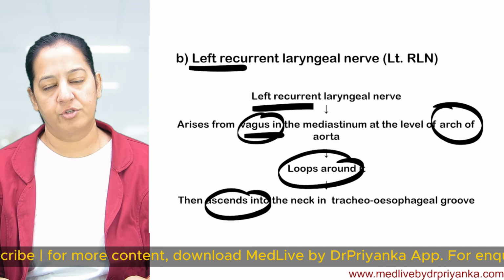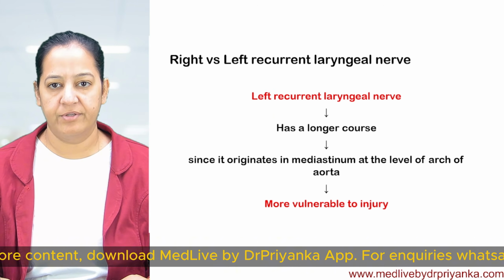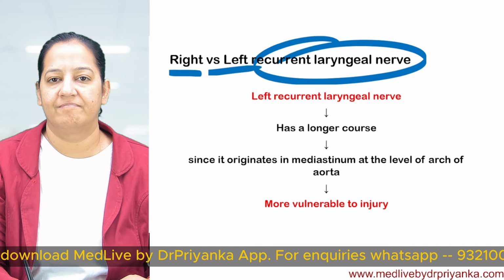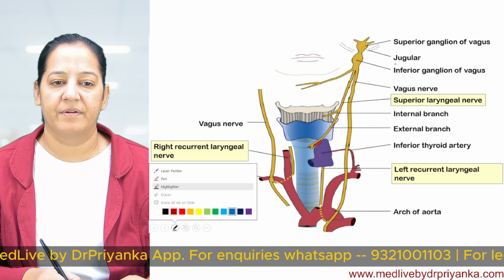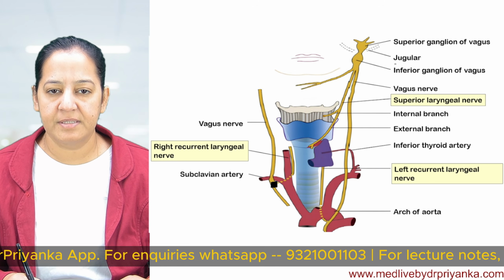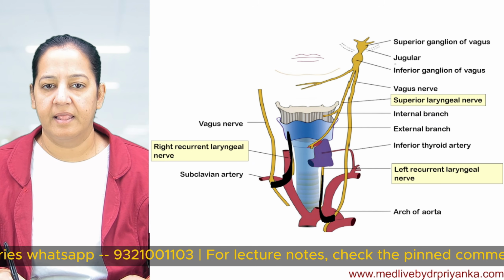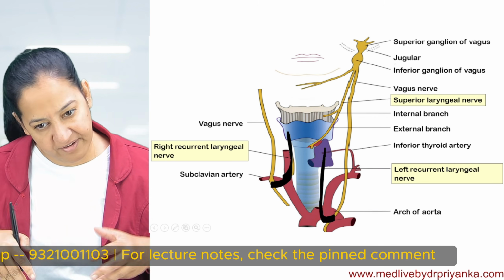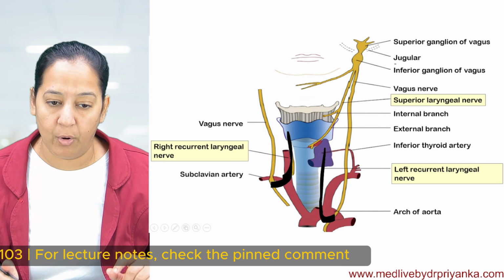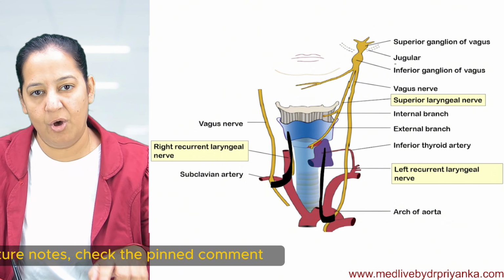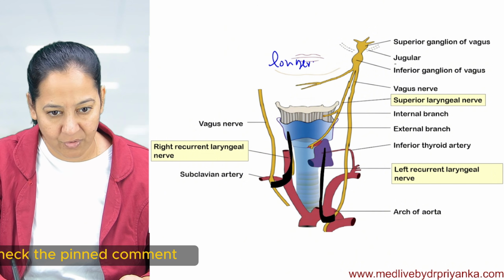So you can appreciate the two. Now compare right and left. Can you compare right and left RLN? Please do compare. I will highlight, you compare. So this is the right RLN and this is the left RLN. Further course is common. You tell me which one is longer. Simple question. Which one is having the longer course?